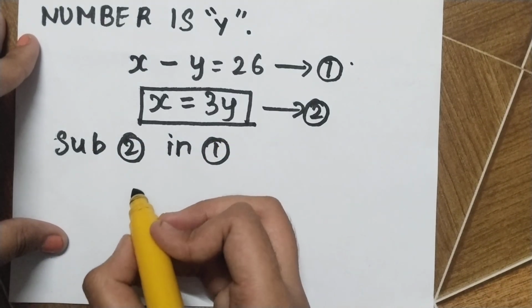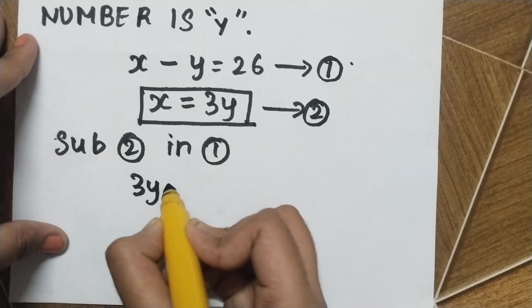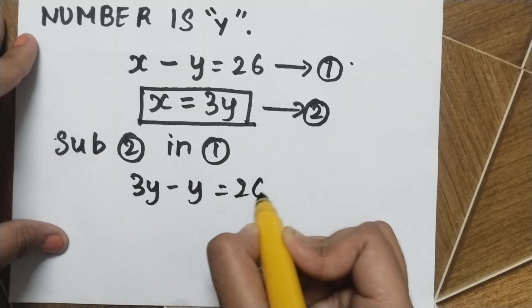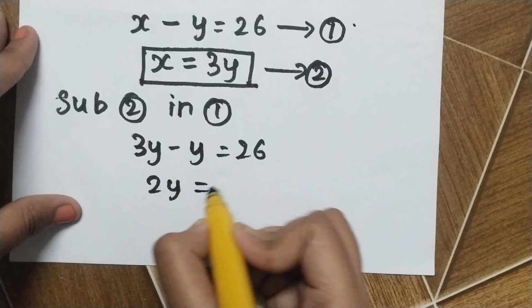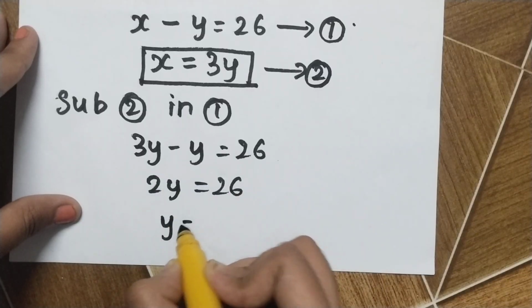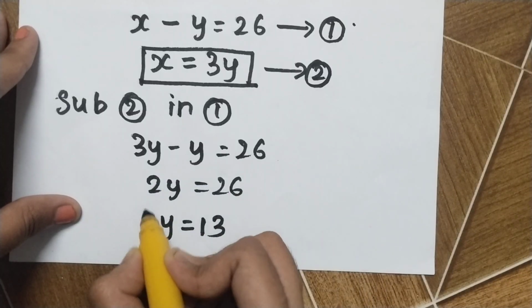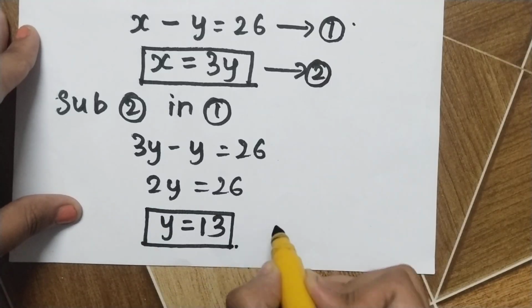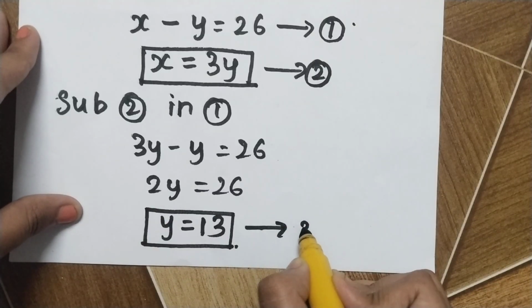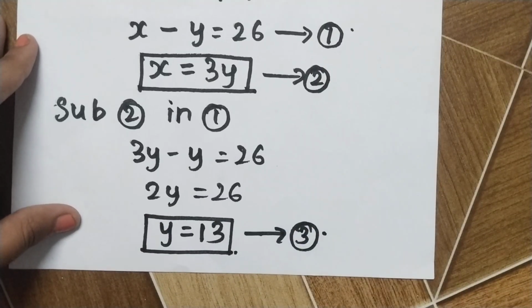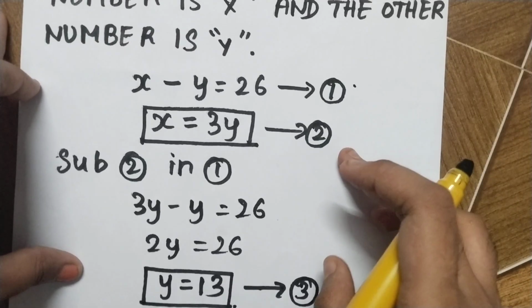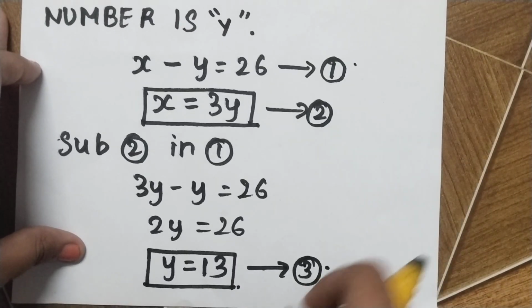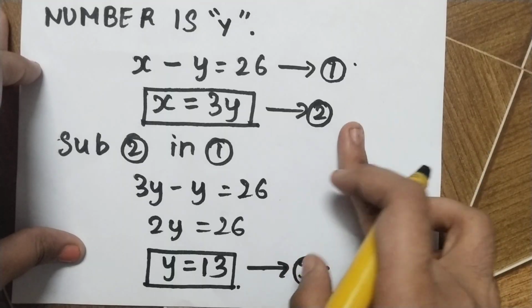If I substitute, 3y minus y is equal to 26. So if I subtract, it is 2y is equal to 26, so y is equal to 13. Clear? Let me name it as the third one. Now I got my y value, but I should know my x value too. So I'm going to substitute 3 in 2.